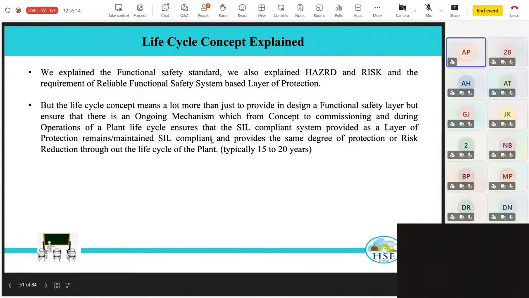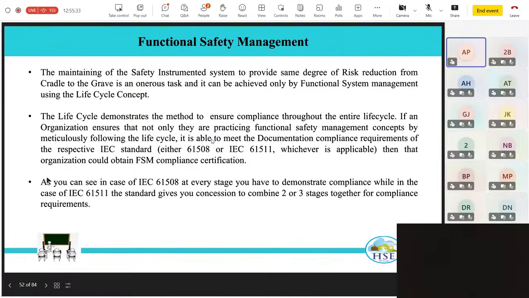So that life cycle concept ensures that whatever SIL compliant system you have implemented remains as it is while you are running your plant. That is very much important. We move to the next slide. Now, functional safety management: maintaining the safety system to provide the same degree of risk reduction from cradle to grave is an onerous task, and it can be achieved only by functional safety management using the life cycle concept. The life cycle demonstrates the method to ensure compliance throughout the entire life cycle.